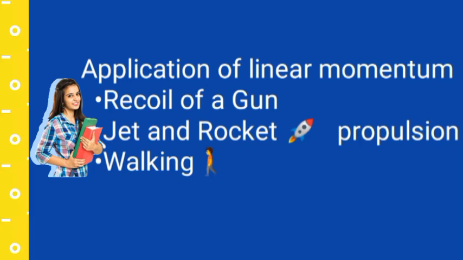Also, jet and rocket propulsion. As the rocket's hot gas is expelled downward at high speed, an equal and opposite momentum is given to the rocket, which sets it to move upward. Walking: the ground exerts an equal and opposite force back on the person, which moves the person forward.